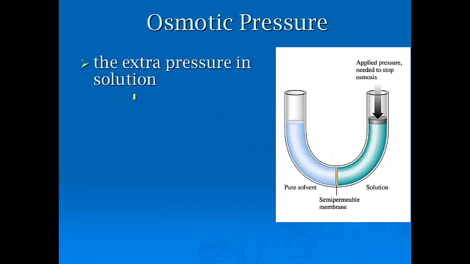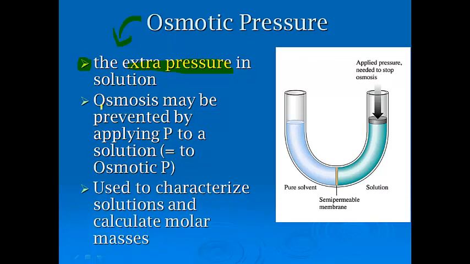Now, the osmotic pressure is also, I keep defining it in different ways, simply the extra pressure in that solution. So another way to think about it is osmosis may be prevented by applying a pressure to the solution that's equal to the osmotic pressure. So if it wanted to rush in, here it goes, this would be the applied pressure needed to stop osmosis, which is pushing down this way, and it would have to be equal to the osmotic pressure. Okay, I think that's pretty self-evident, but just to point that out.